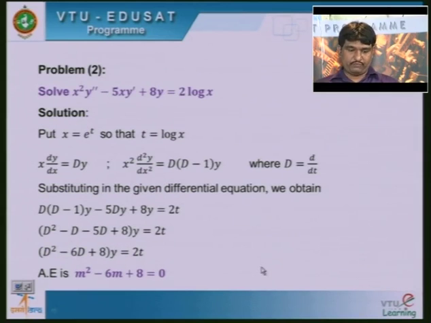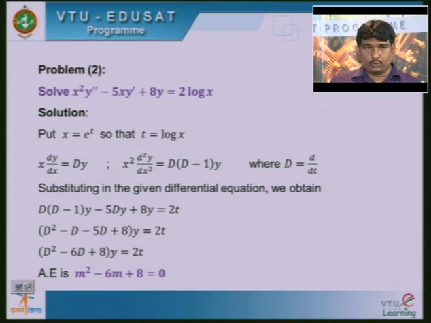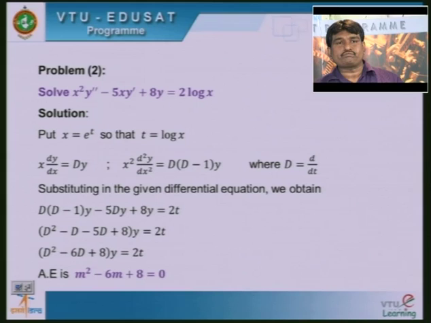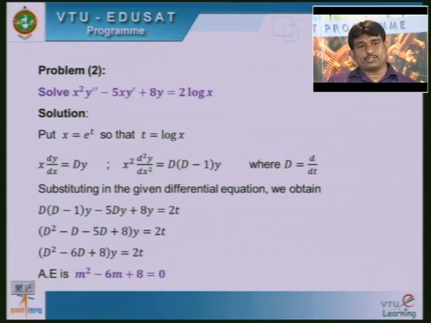Now problem 2, another Cauchy's differential equation. X square y double dash minus 5x y dash plus 8y equals to 2 log x. Yes, it satisfies all those conditions of being a Cauchy's differential equation. Same step, same procedure. Take x as e to the power of t. Then x into dy by dx becomes Dy. X square y double dash becomes D into D minus 1 of y. When you substitute all these in the given equation, you will get D square minus 6D plus 8 of y equals to 2t. So auxiliary equation is m square minus 6m plus 8 equals to 0.